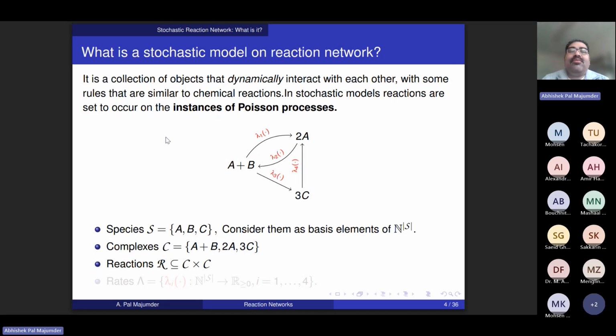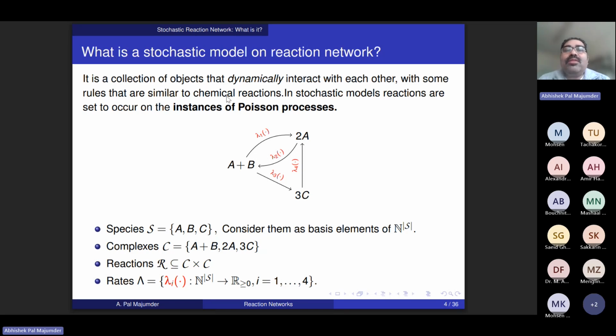each reaction is a subset of C cross C. That basically means that for any two complexes, there can be a possibility that there is a reaction between them. The whole set of reactions is denoted by script R. And the most important part is this, called the rates, which basically determine the speed of the reactions. These are functions that take values from the species count space, which is some subset of N to the power of the cardinality of S, to something that is non-negative. So these four things define the structure of a reaction network.